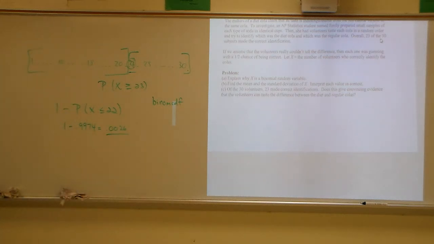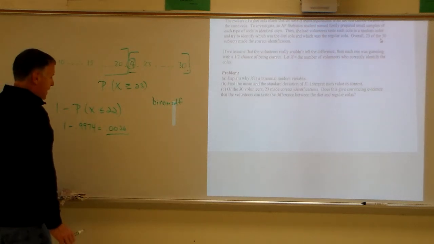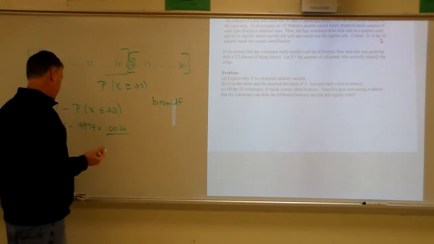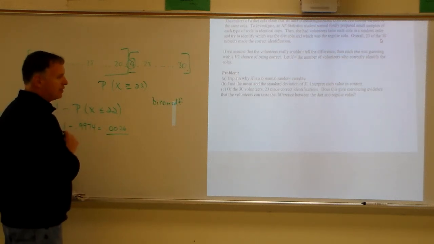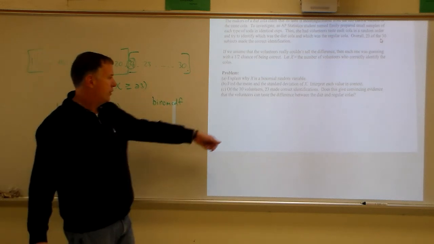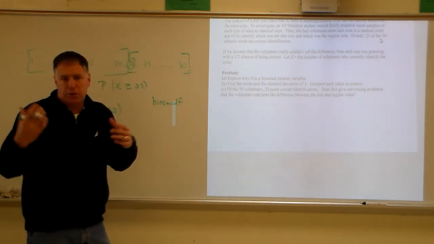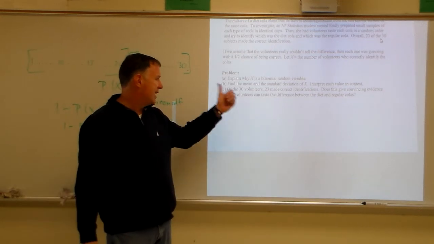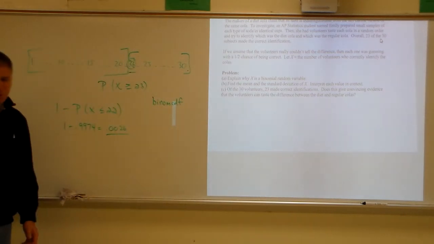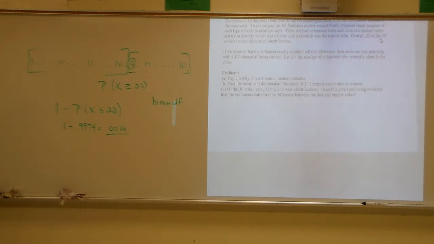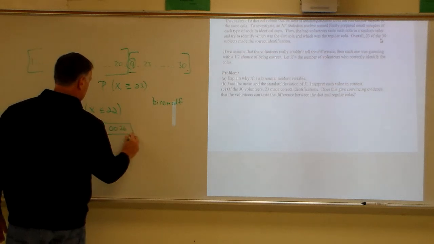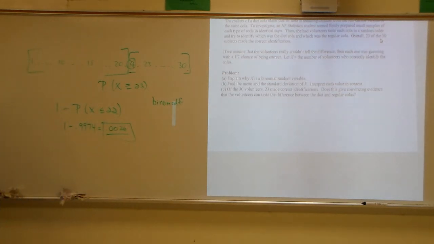So if it's true that people are just guessing, there's a 0.0026 chance that if you have 30 volunteers, 23 or more of those could guess correctly. So is that convincing evidence that they can taste the difference? What do we think? How would we say that? It's such a small number, okay? So when the number's that small, we usually say that that's convincing evidence.